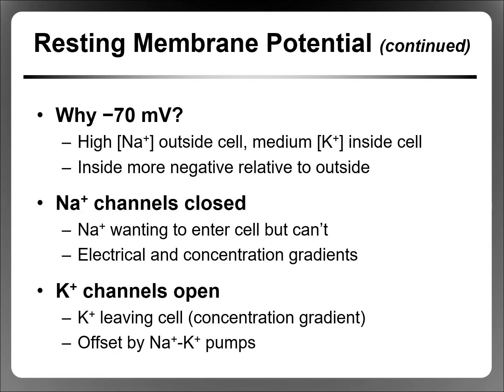This is because we have a high sodium ion concentration outside of the cell and a moderate potassium concentration inside of the cell. That means the inside of the cell is going to be more negative relative to the outside. This works because sodium channels are closed. This means sodium that wants to enter the cell cannot. This creates an electrical and a concentration gradient. Also, the potassium channels remain open. This means that potassium can leave and enter the cell via the concentration gradient. We offset this by potassium-sodium pumps.